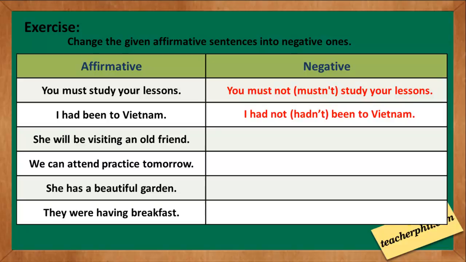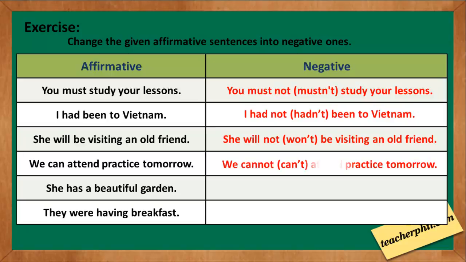Next, she will be visiting an old friend. Its negative sentence is, she will not or won't be visiting an old friend. The fourth one, we can attend practice tomorrow. Its negative sentence is, we cannot or can't attend practice tomorrow.